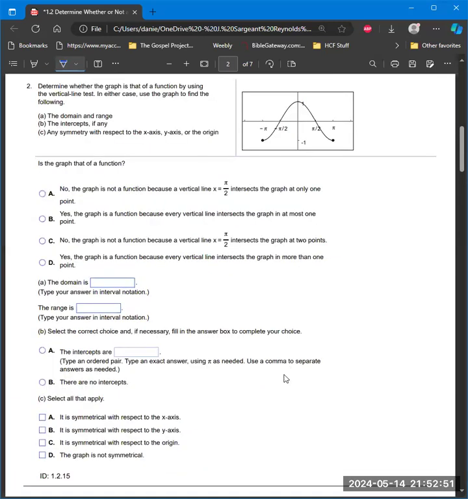Now let's determine whether the graph is that of a function by using the vertical line test, and in either case, use the graph to find the domain and range, the intercepts if any, and any symmetry with respect to the x-axis, y-axis, or origin. Yeah, that graph is a function, because every vertical line intersects the graph at most 1 point, so that's B.